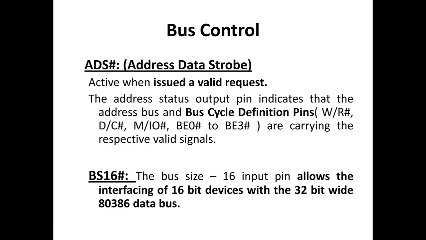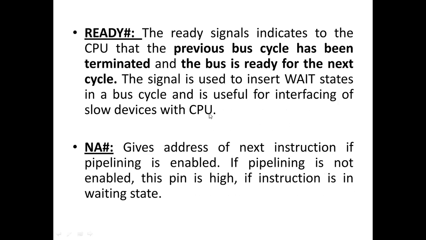BS16#, the bus size 16 input, allows the interfacing of 16-bit devices with the 32-bit wide 80386 data bus. The READY# signal indicates to the CPU that the previous bus cycle has been terminated and the bus is ready for the next cycle. The signal is used to insert wait states in a bus cycle and is useful for interfacing slow devices with the CPU. NA# signal gives the address of the next instruction if pipelining is enabled. If pipelining is not enabled, this pin is high if an instruction is in a wait state.